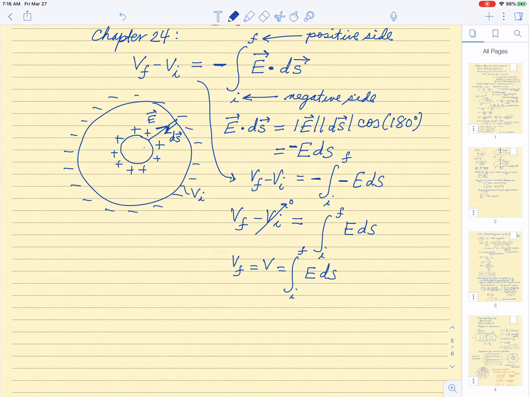V initial is the negative side, and so what your book does is say that V final, which is V, is equal to the integral from the negative plate to the positive plate, E ds, where ds is the length element going from the negative cylinder to the positive cylinder.